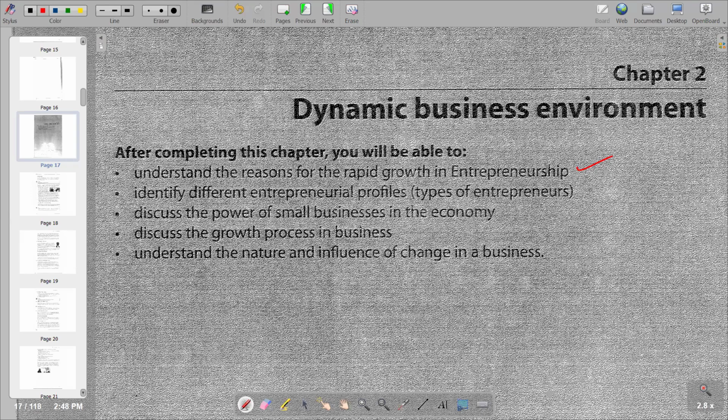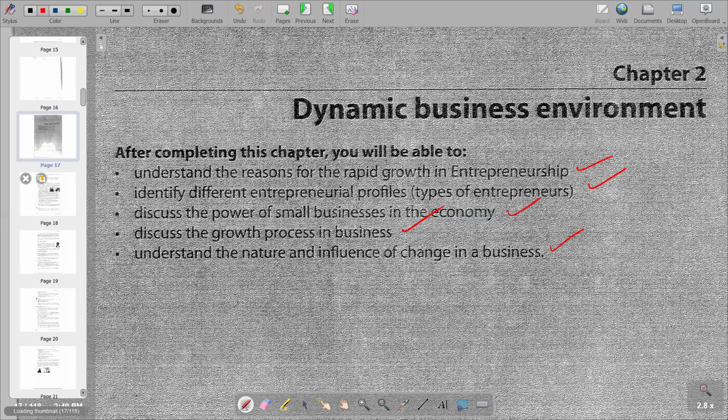Then on the third one, we are supposed to discuss the power of small businesses in the country, that is in the economy, and discuss the growth process in business. And lastly, we're going to understand the nature and influence of change in a business. So basically, this is what we are expected after studying this chapter on the dynamic business environment.